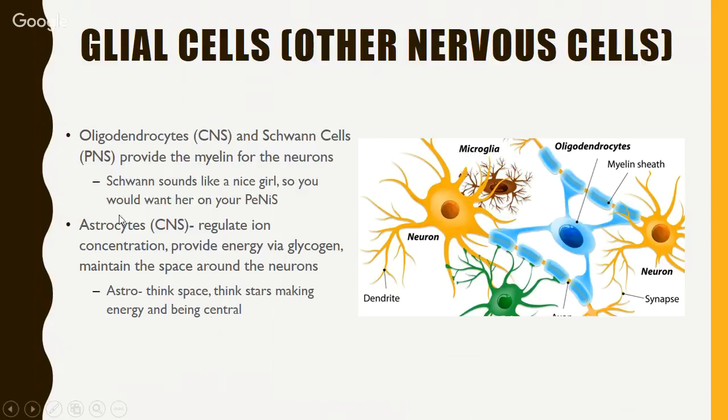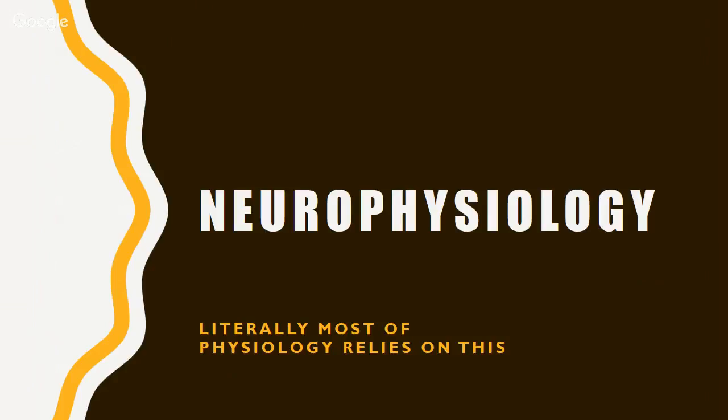So the way I remember it is astro, think space, so they hold the space between them. Think stars making energy, so they have glycogen, and think being central, because they're in the center of this solar system, and they're also in the central nervous system. That's how I remember them. I learn a lot through mnemonics and dumb stuff like that, so I'll try to give you as many as I can as I go.